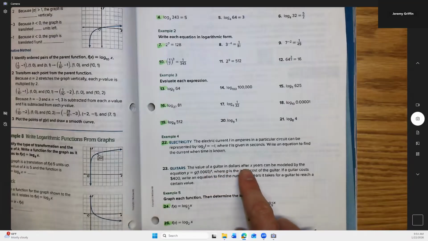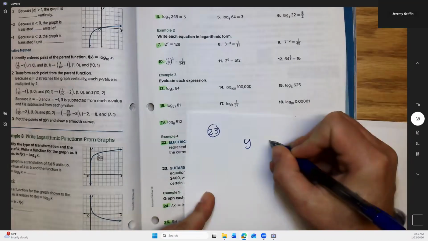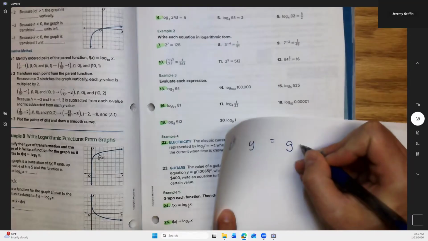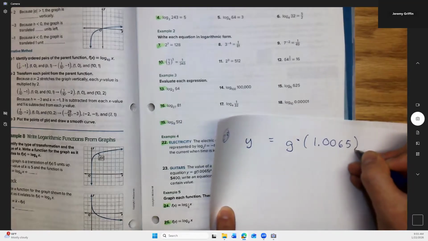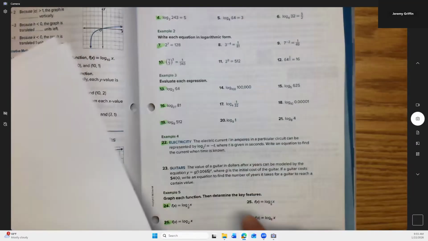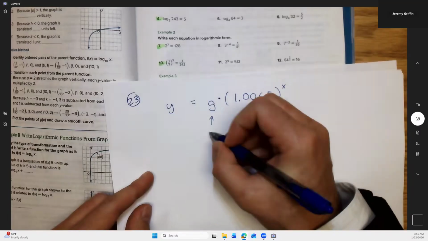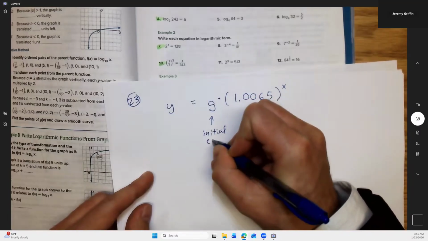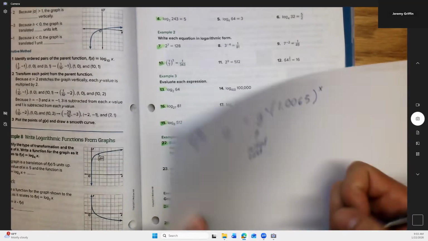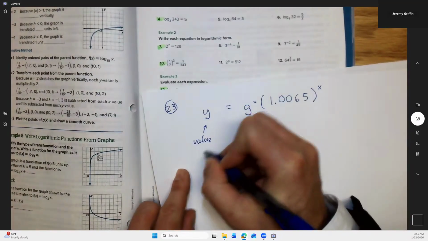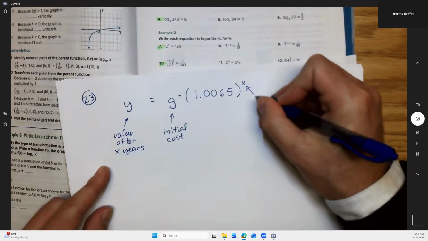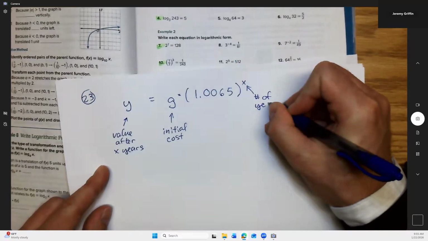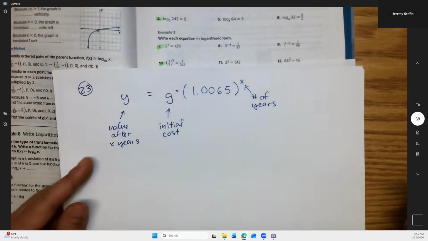The value of a guitar in dollars after X years can be modeled by this equation. So say Y equals G times 1.0065 to the power of X, where G is the initial cost of the guitar. So I'll go ahead and label it. Initial cost. Y is the value after X years, and X is the number of years that has passed. So you guys get with that equation in the context.